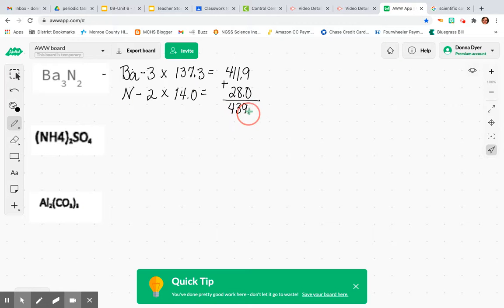So guys, what that means is that there are 439.9 grams of barium nitride in 1 mole of barium nitride. So you guys, what does that look like to you? 439.9 grams equals 1 mole. And again, this is for barium nitride. Does that look like a conversion factor? That is a conversion factor. So we find the molar mass so that we can convert between mass and moles. Once we find that molar mass, this is our conversion factor that we can use in our factor label problems. All right, let's go ahead and do another one.